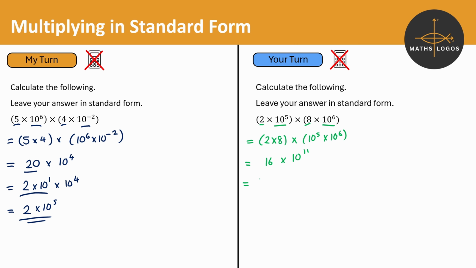The 16 I'm going to write as 1.6 multiplied by 10 to the power of 1. So I've just changed that into this. Multiply that by 10 to the power of 11, and then collect your powers of 10 together. 1 and 11 gives me an answer of 12. So 1.6 multiplied by 10 to the power of 12.